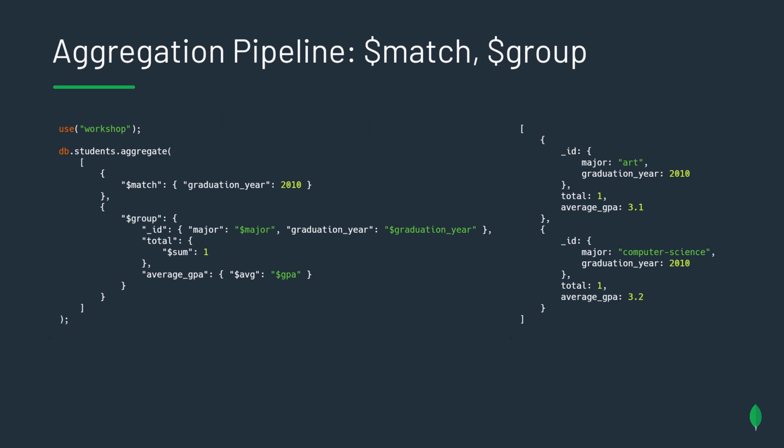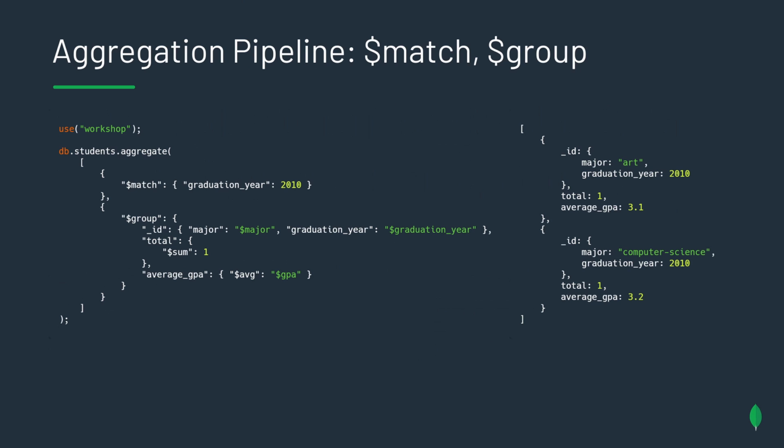In this case, ID is a required field for the group operator. What we're saying is those are the fields that we want to group on. So the major and the graduation year will be a group. And then we want to do any kind of aggregation on that particular group. For example, the sum: we want to total however many people appear in that group. And then the average: we want to calculate the average GPA of anyone who appears in that group.